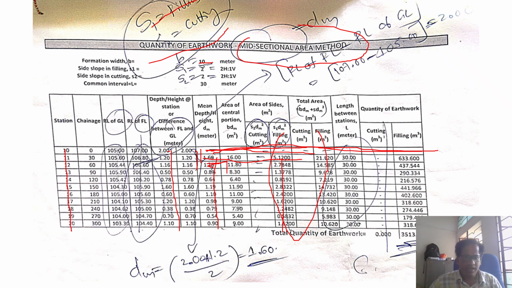As you know, we calculate the central portion area B dm and the side portion area S dm square. In fact, it is filling, so S1 dm square, and nothing is there in S2 dm square. Now to calculate total area, it is central portion plus side portion area, and we get the areas. After getting the area, we multiply with length to get the quantity of earthwork. Here the length is given, that is 30 meters. So multiplying 30 meters with the respective section's area, we get the volume. Summing up, we get the total quantity of earthwork.